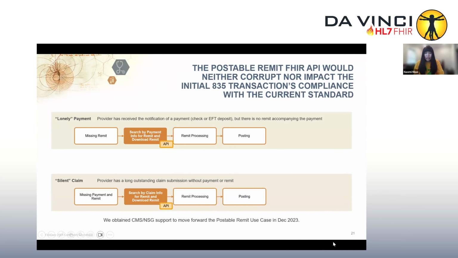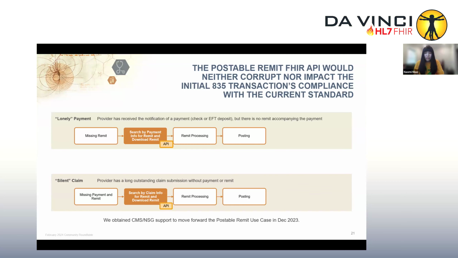We took this use case to CMS and the National Standards Group at the end of last year, and we have obtained CMS and National Standards Group support to move forward with the postable remit use case at the end of December last year. So again, the postable remit FHIR API and the IG would neither corrupt nor impact the initial 835 transactions' compliance with the current standard.